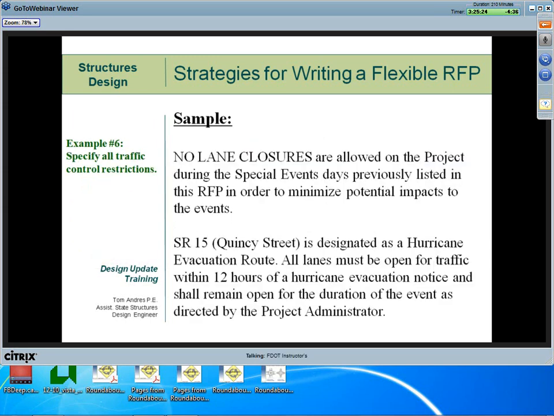Okay. Example number 6. Specify all traffic control restrictions. In this case, the language is no lane closures are allowed on the project during the special events days previously listed in the RFP. State Road 15, Quincy Street, is designated a hurricane evacuation route. All lanes must be open to traffic 12 hours of a hurricane evacuation notice. Yeah, that's good. That's real good. Traffic restrictions are very valid. That's a good way of doing it.